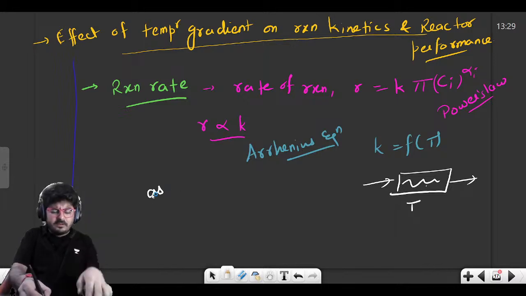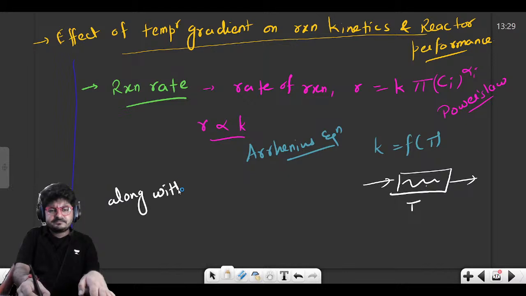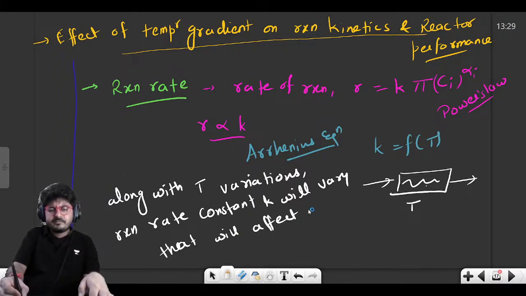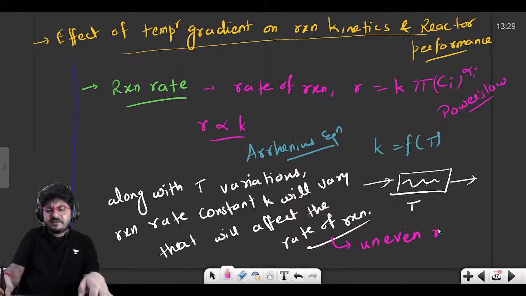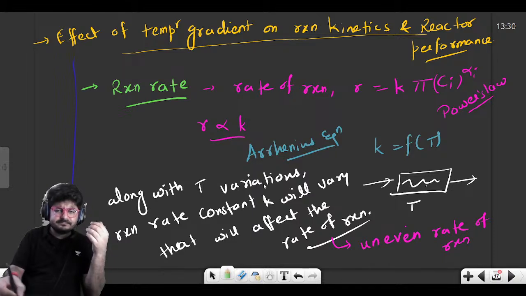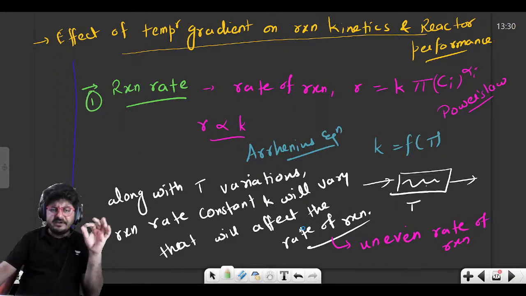So in the reactor, let's say a PFR for example, if temperature changes are there, then along with the temperature variations, the reaction rate constant K will vary, and that will affect the rate of reaction. How? Because it will make the rate of reaction uneven. You can say uneven rate of reaction will be there. This is the first point regarding how the temperature gradient will affect the reaction rate.